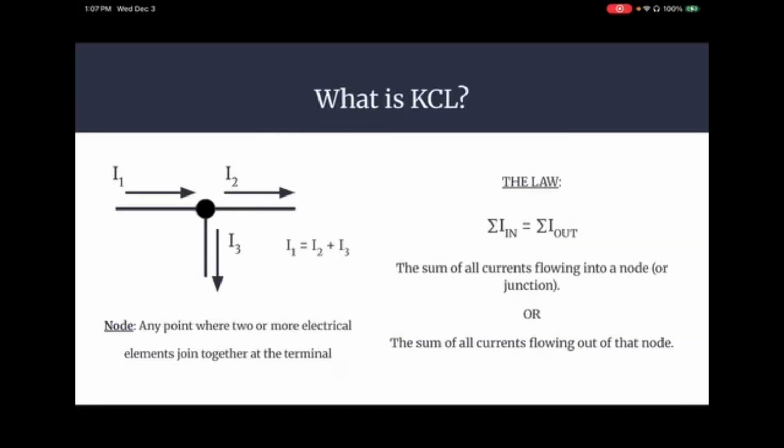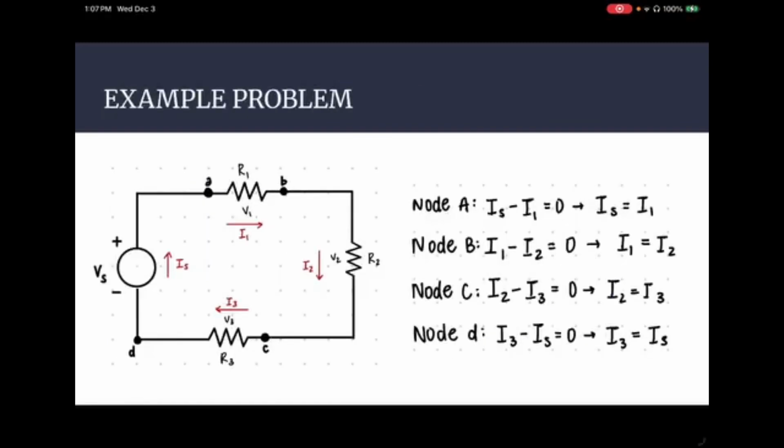Kirchhoff's current law, or KCL, is an essential tool for circuit analysis. It states that the total current that enters a node or junction in a circuit must be equal to the total current that leaves the node or junction, which is kind of similar to the law of conservation of mass or energy. We're going to verify this in the following example.